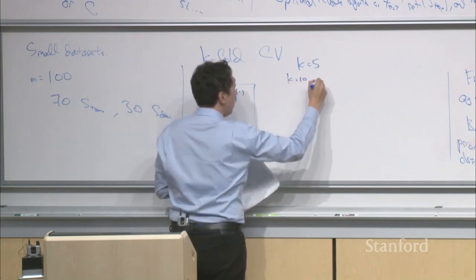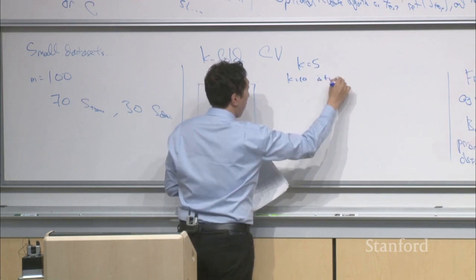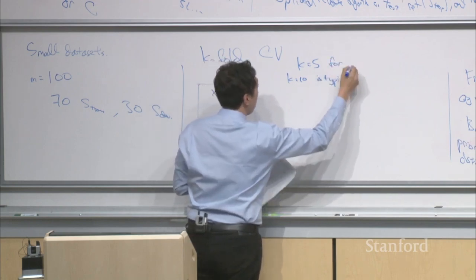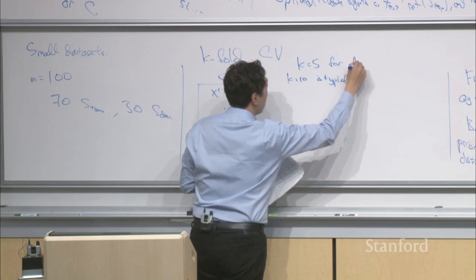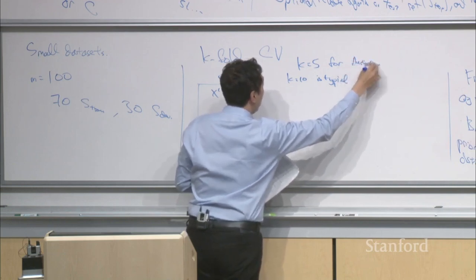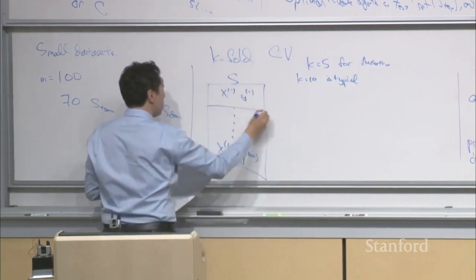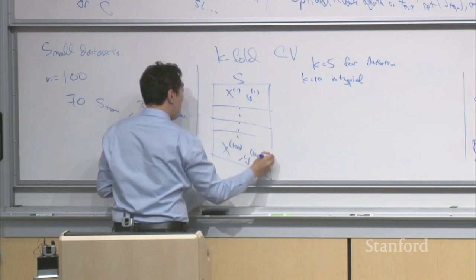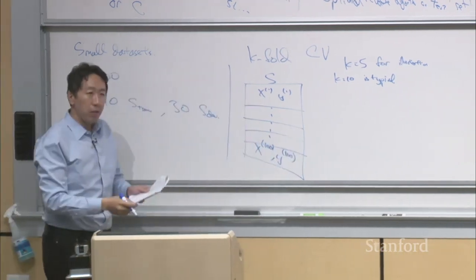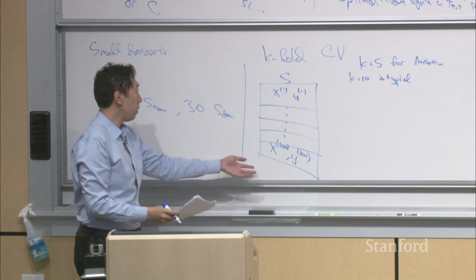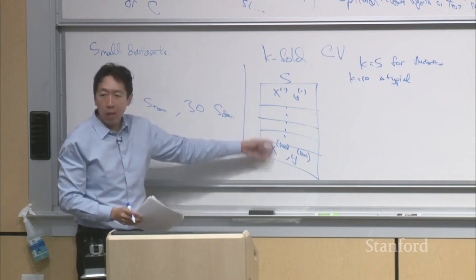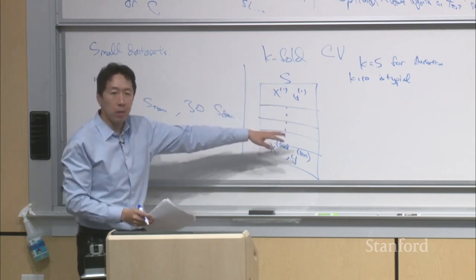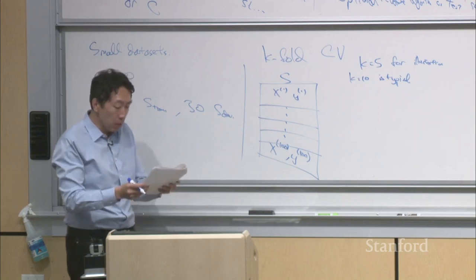k equals 10 is typical. I'm using 5 for illustration. But so what you do is take your data set and divide it into 5 different subsets. In this example, you would have 100 examples divided into 5 subsets, so there are 20 examples in each subset.